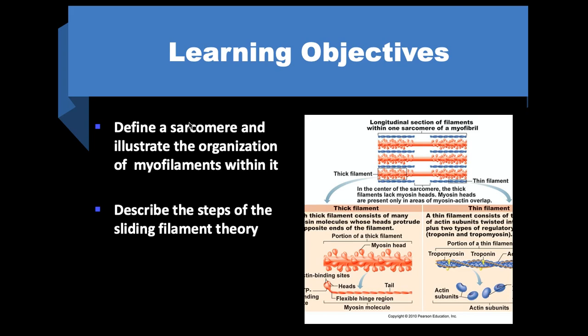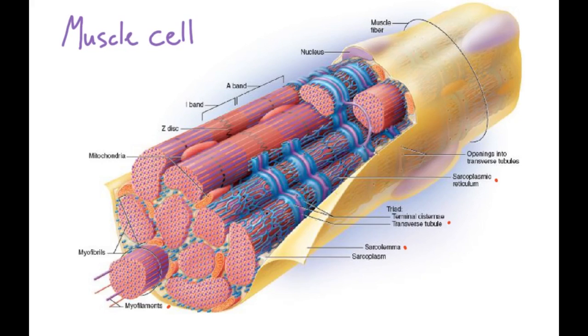So understanding its organization and understanding the physiology within it, which is going to be the sliding filament theory, understanding those two components allows you to see how it is that muscle contracts, how it is that skeletal muscle works. And in order to get to that point, we need to take a step back and define what a sarcomere is, and also look at the different components of the sarcomere. And in doing so, it'll get us down at the level of the myofilament.